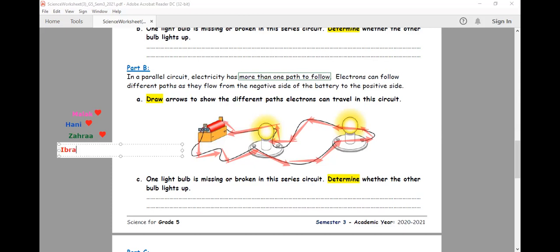The second path. Where is the second path? The second path, right? Yes, the second path. So electrons pass through this one. Here. Working red. Amazing.